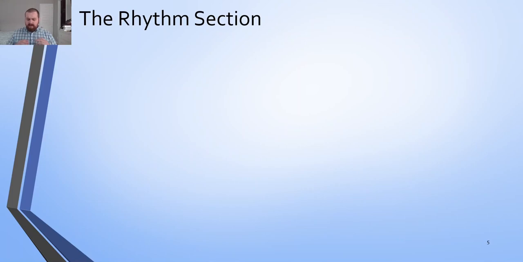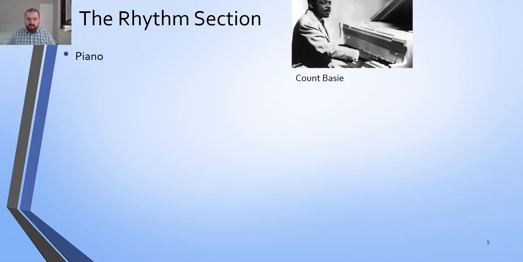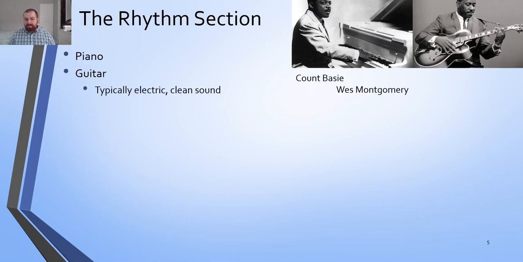The rhythm section is instruments that play more of a background role and don't involve blowing into them. So, piano, of course. There's Count Basie at the piano. We'll talk about different types of pianos, but grand piano is typically a common thing to see for big band or for combo playing. Guitar. There's Wes Montgomery in the top corner there. Guitars in jazz typically play electric, but with a clean sound. So there's usually no distortion, not really any pedal work, and you don't really see acoustic guitar. It's usually clean electric, hollow body like you see there with Wes.